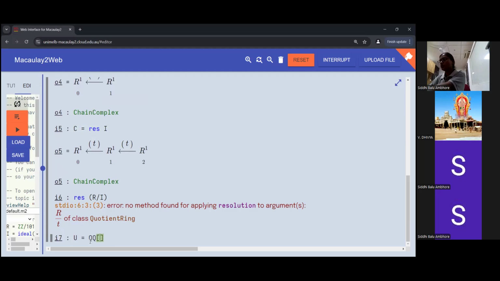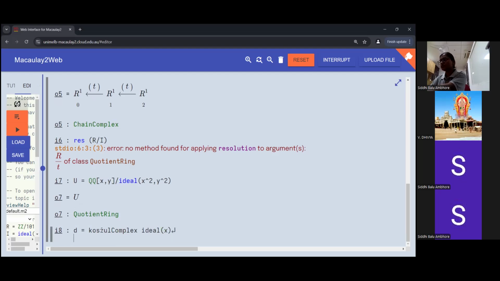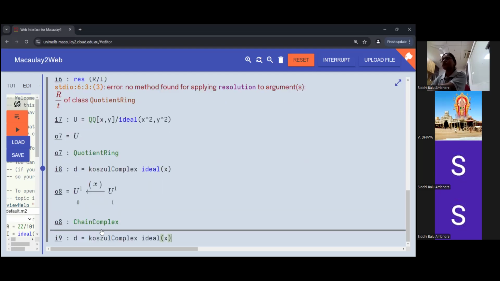R is equal to QQ[x, y]. Sorry, I'm taking this now quotiented by this ideal (x^2, y^2). This is also again a Noetherian local ring. And in this case, again, if I calculate the Koszul complex of ideal x, it is this. Again, for a single element, it is always the case.